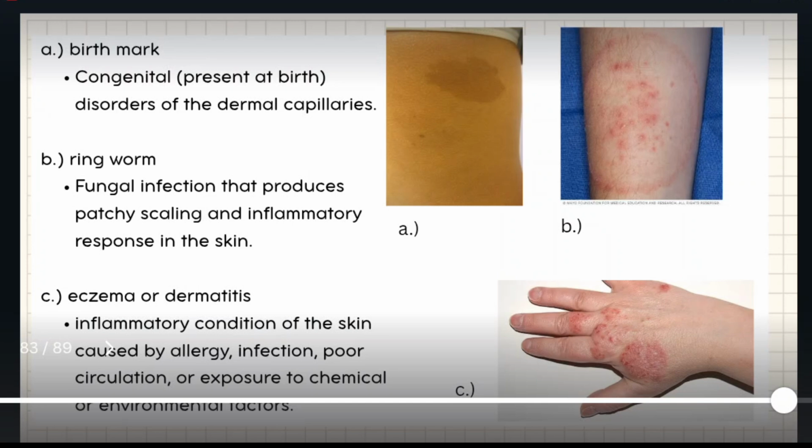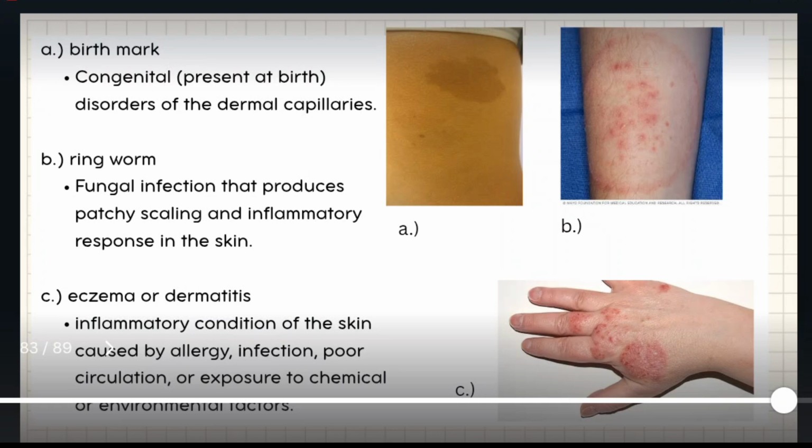The second one is ringworm. It is a fungal infection that produces patchy scaling and inflammatory response in the skin. The third one is eczema or dermatitis. It is an inflammatory condition of the skin caused by allergy, infection, poor circulation, or exposure to chemical or environmental factors.